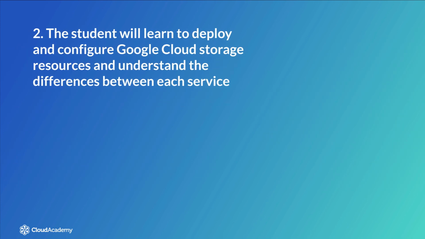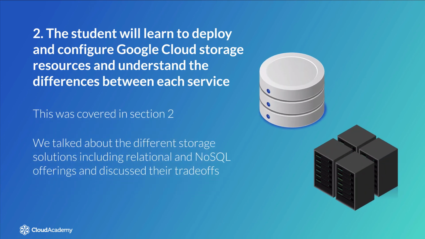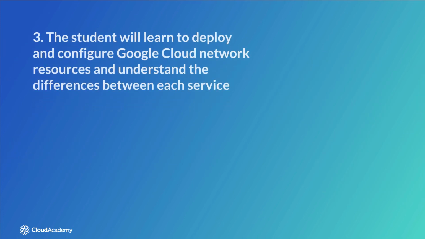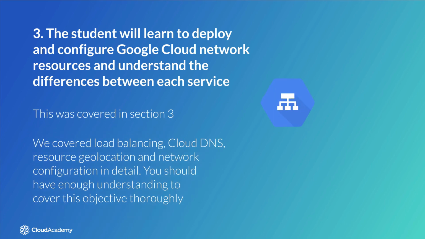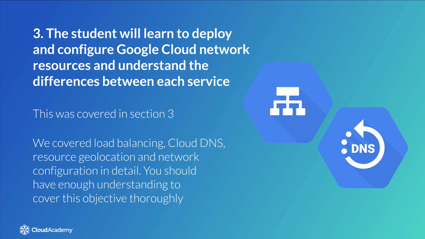Number 2, the student will learn to deploy and configure Google Cloud storage resources and understand the differences between each service. This was in section 2. We covered it. We talked about the different storage solutions, including relational and NoSQL, and we discussed their trade-offs. Learning objective 3, the student will learn to deploy and configure Google Cloud network resources and understand the differences between each service. So in section 3, we covered load balancing, Cloud DNS, resource geolocation, network configuration, all of the different resources in detail. You should have enough understanding to cover this objective thoroughly.